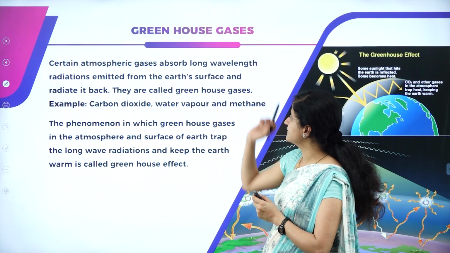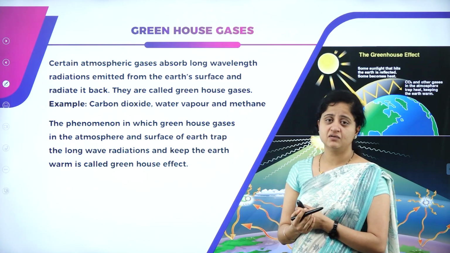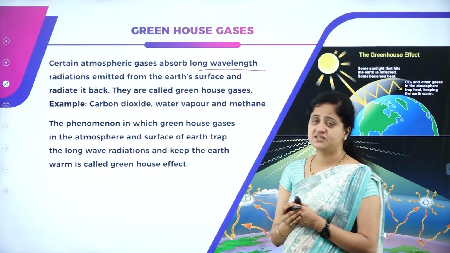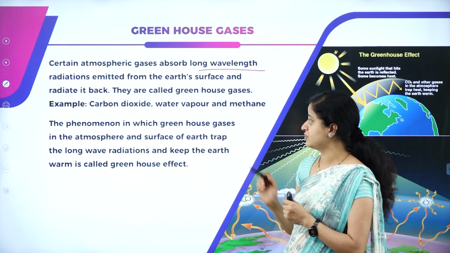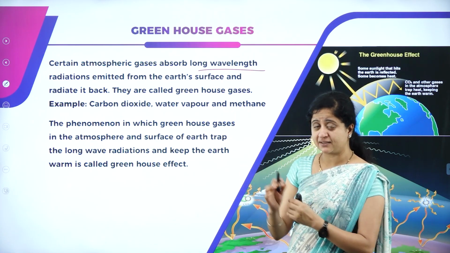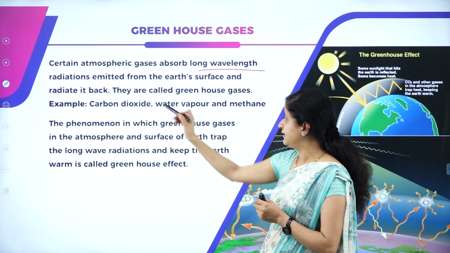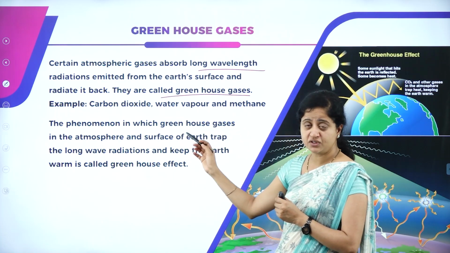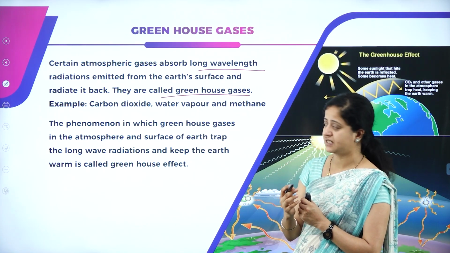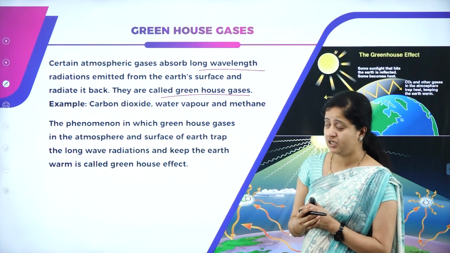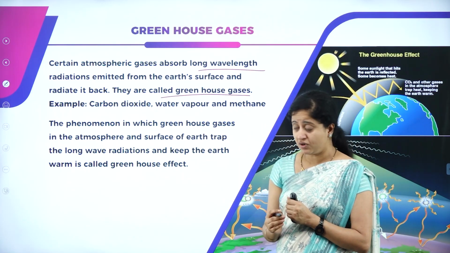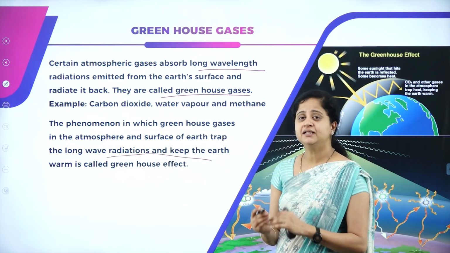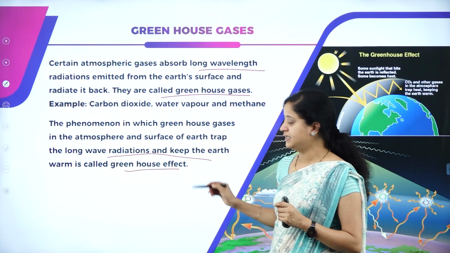Our next topic is greenhouse gases. What are the greenhouse gases? Certain atmospheric gases absorb the long wavelength radiations that are emitted from the surface of the Earth and radiate them back. Re-emission takes place, and these are called greenhouse gases. Examples are carbon dioxide, water vapor, methane, CFCs, etc. The phenomenon in which greenhouse gases in the atmosphere and the surface of the Earth trap the long wave radiations and keep the Earth warm is called the greenhouse effect.